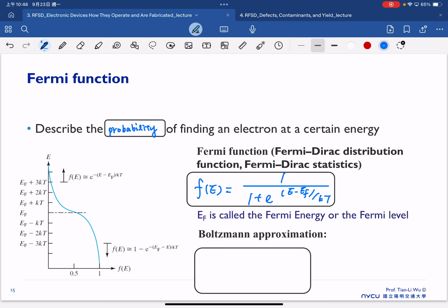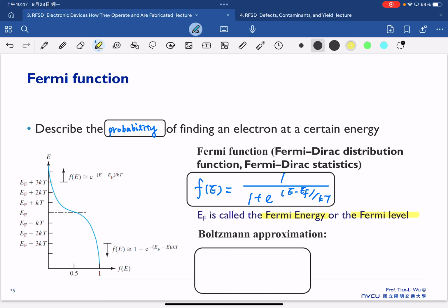And the EF here is called the Fermi energy or Fermi level. That's very important, because if you have the chance to work on semiconductor devices and need to use the band diagram concept, you definitely need to understand whether the Fermi energy is inside your band diagram, because the Fermi energy indicates the characteristic related to the electrons or holes here.